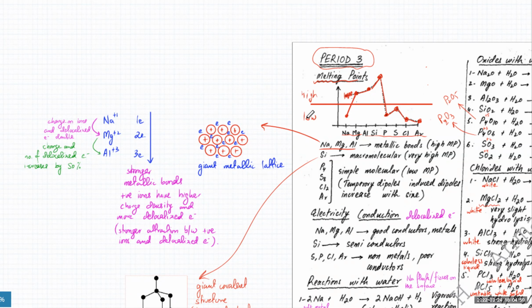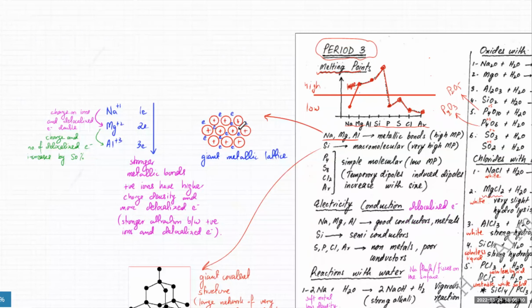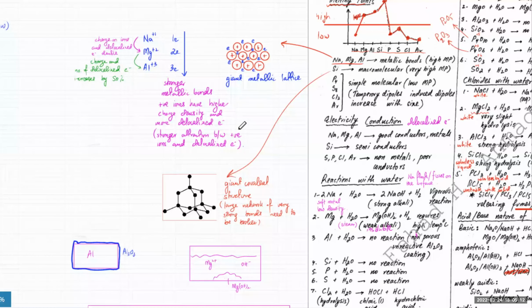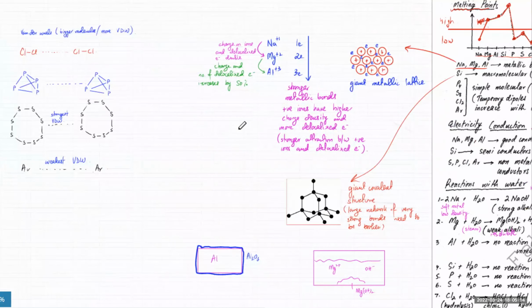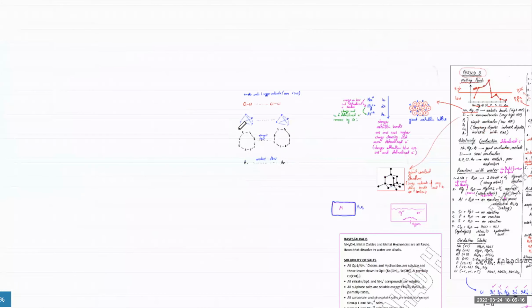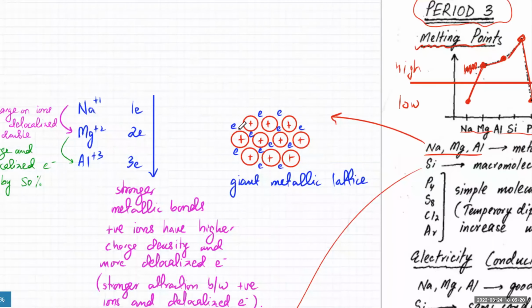The first three are all metallic. Metallic bonding is something like this. It's a giant metallic lattice. What happens in metallic lattices is, let me draw this.